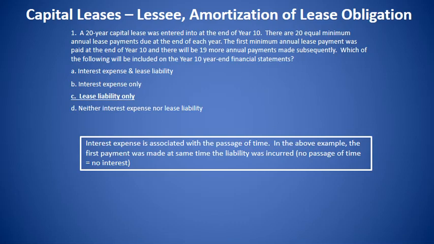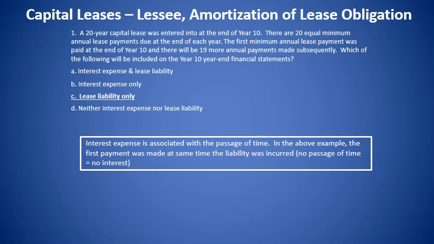And the reason for that is, remember that interest expense is associated with the passage of time. Now in this above example, the first payment was made at the same time the liability was incurred. It was almost like a down payment per the lease. Not really a down payment, but literally it had the same effect. So there was no passage of time. Therefore, if there is no passage of time, there could be no interest expense in this case. So this is a pretty sophisticated question. So anyhow, that's the answer to question number 1.